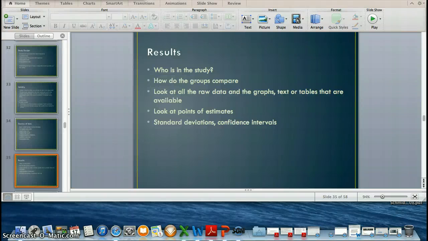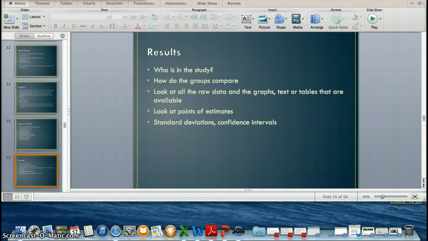Alright, so next we want to look at results. Results are exactly how they sound. With results, you are looking at who is in the study, how do the groups compare, you look at all the raw data and the graphs, the text or tables that are available, you're looking at points of estimates and standard deviations and confidence intervals.